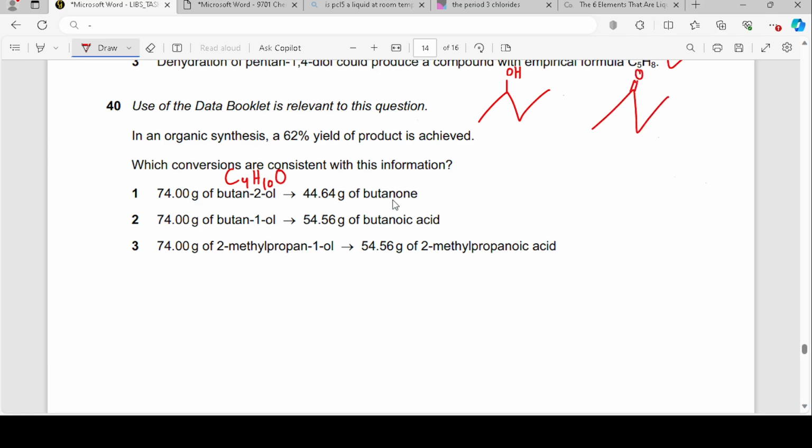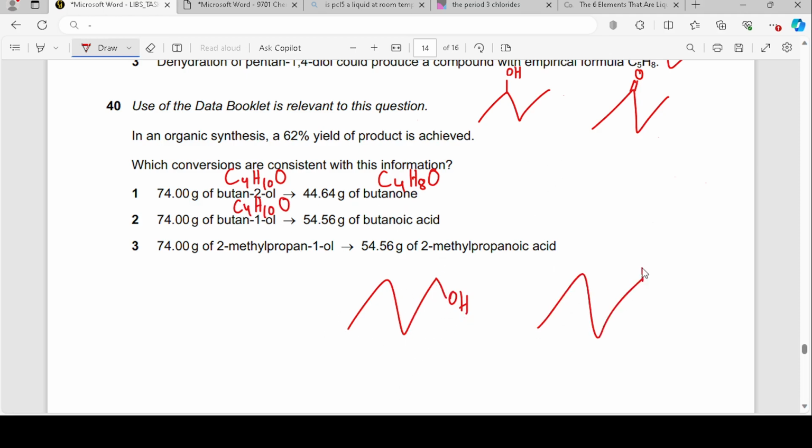Butanone, on the other hand, is a molecule like this, right? So what's the molecular formula? C4 again, H 1, 2, 3, 4, 5, 6, 7, 8, H8, and then O. C4H8O. And as for butanol, I would assume that's again going to be C4H10O, because it's just an isomer of that. 1, 2, 3, 4, 5, 6, 7, 8, 9, 10, yeah.